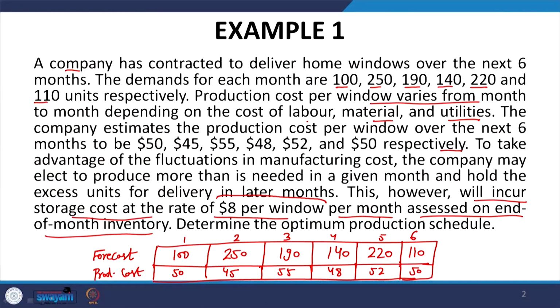All these are different terminologies you may find, but the meaning is the same, that you will incur $8 per window of holding cost in the coming period. So, you have to determine the optimum production schedule for this particular situation.